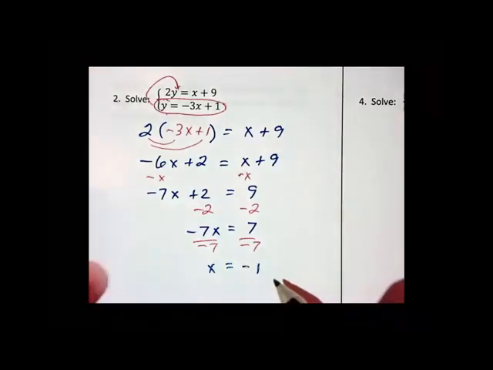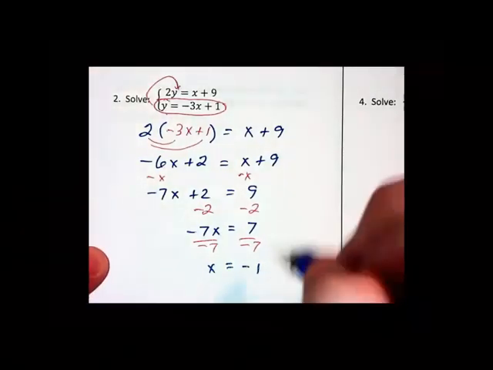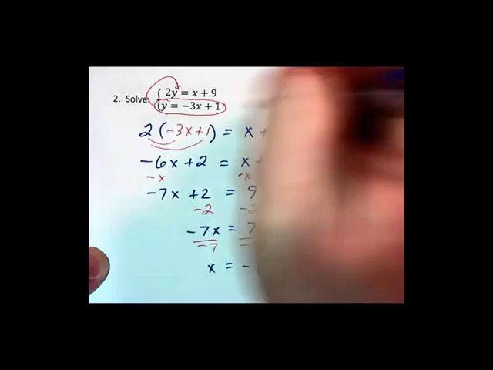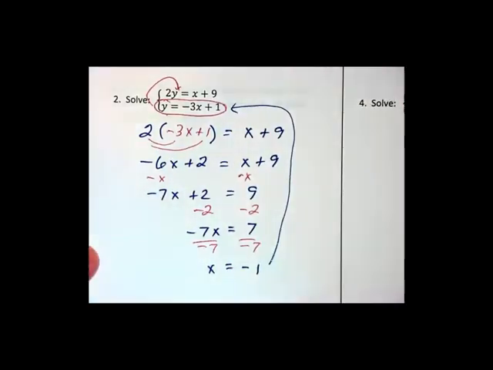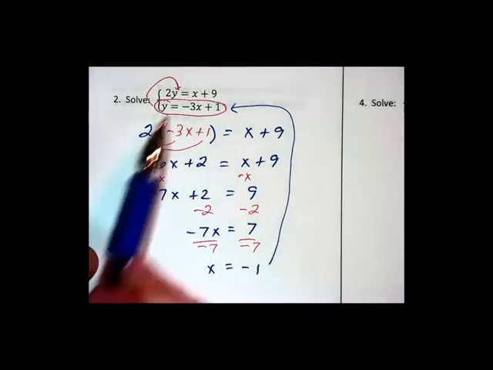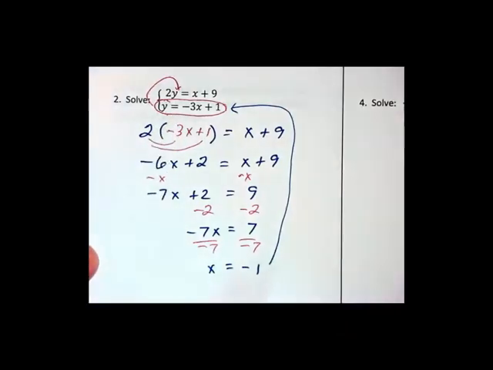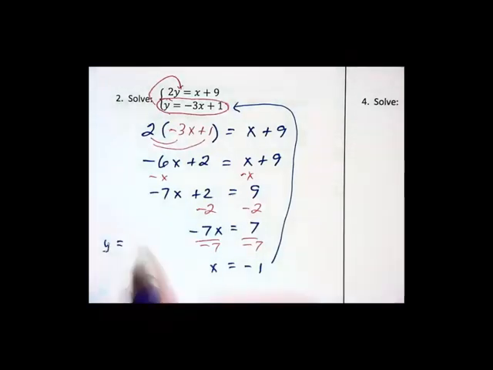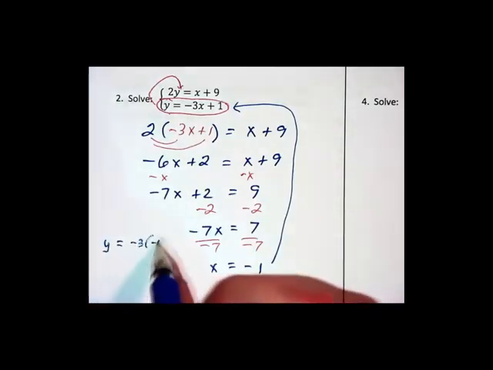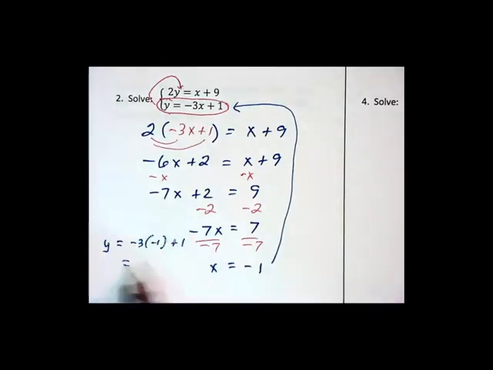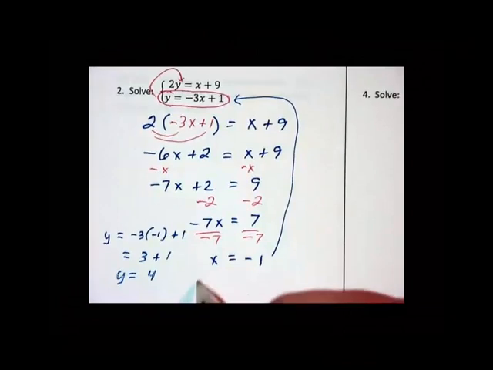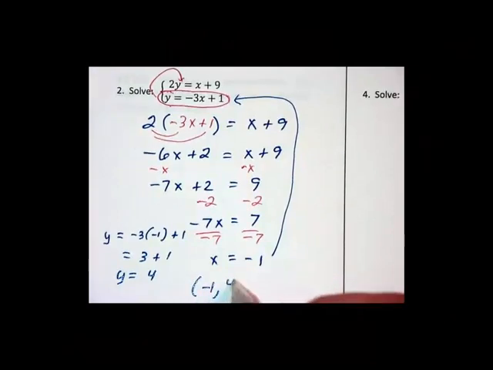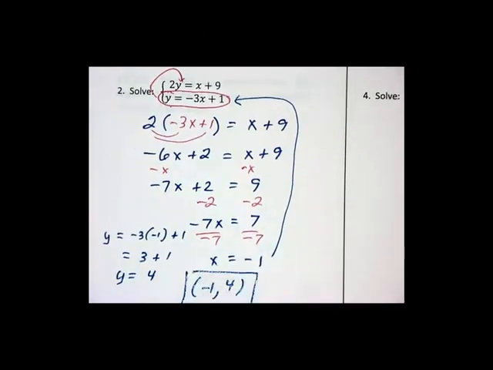Now, we're looking to find the y value that goes with this x value, and again I'm going to substitute into that top equation where I've got a nice neat y equals sitting there. Y equals negative 3x, that will become negative 3 times negative 1 plus 1. That becomes 3 plus 1, which is 4. So y is 4 and x is negative 1. So we have the point negative 1, 4 as our solution.